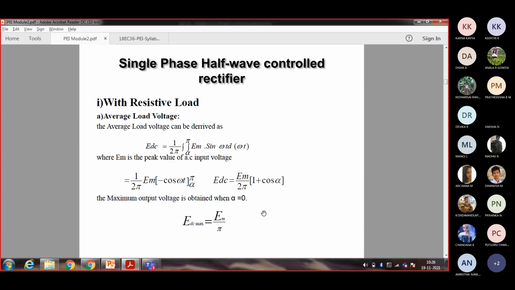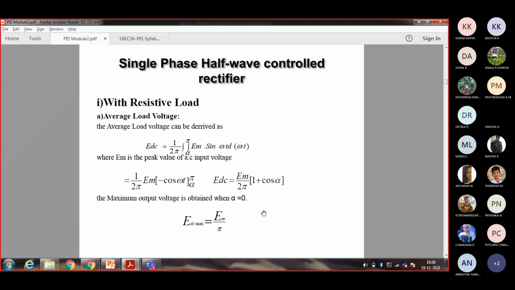Now, if it is a resistive load, what's going to be the equation? How exactly can we measure it? Single phase half-wave controlled rectifier with resistive load, average load voltage. The average load voltage can be derived as, that is the load voltage EDC.